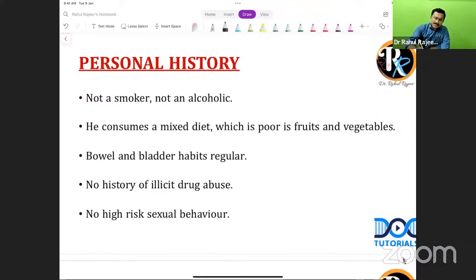This is important because illicit drug abuse, like, say, IV cocaine, can predispose to stroke. Amphetamine can predispose to stroke. With high-risk sexual behavior, neurosyphilis can produce neurological manifestations. HIV can produce neurological manifestations. Okay, all this is important.